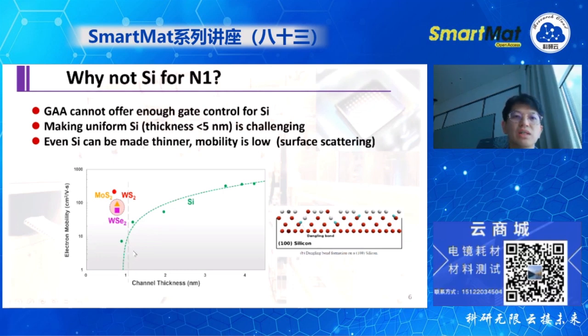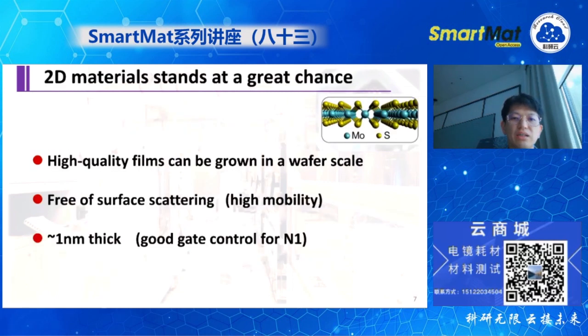So this is the reason 2D materials stand a great chance for future electronics. Let me summarize a little bit here. Why do 2D materials stand a great chance? Because they have high quality film, which can be grown at wafer scale. This is the part I'm going to focus on in my talk later.